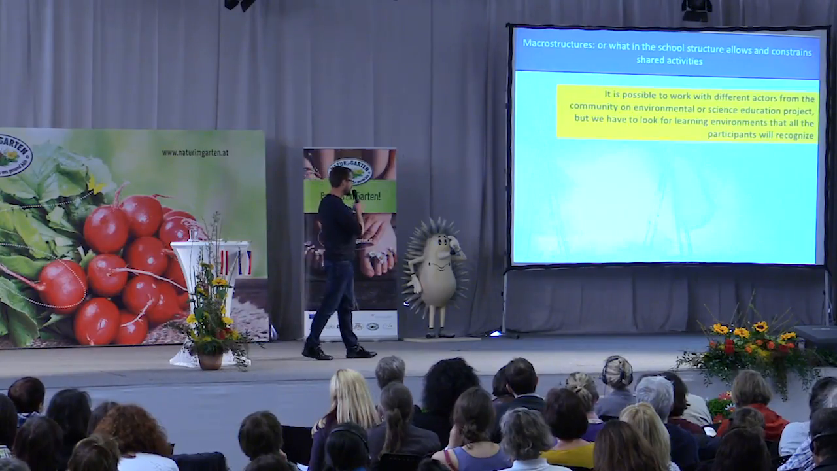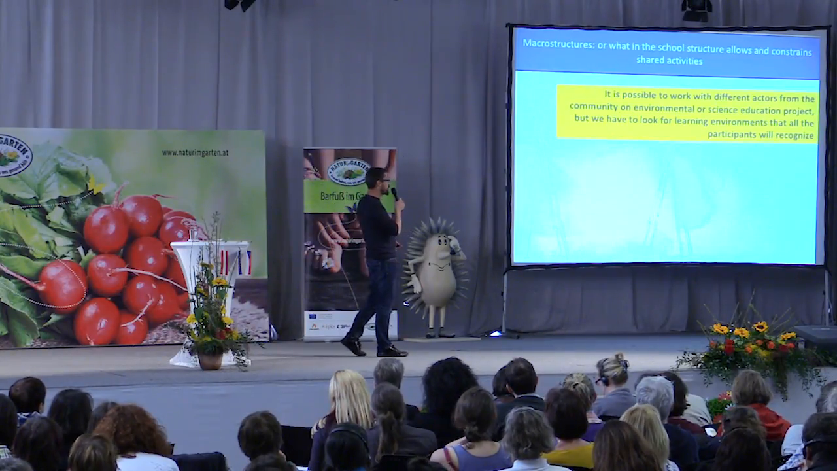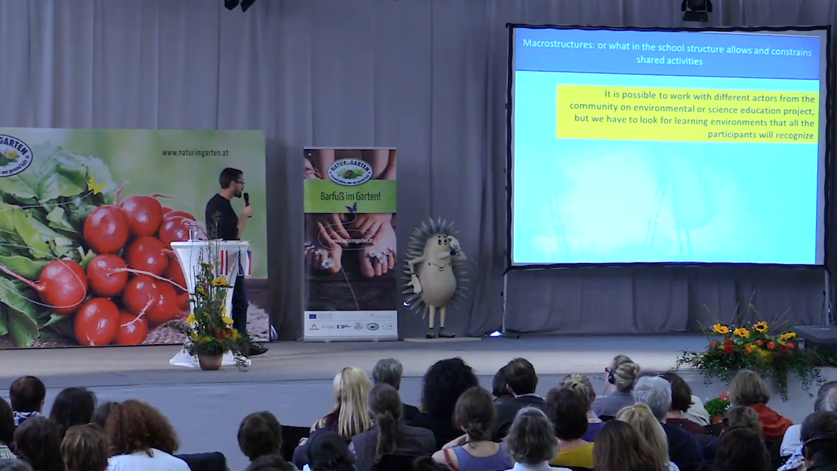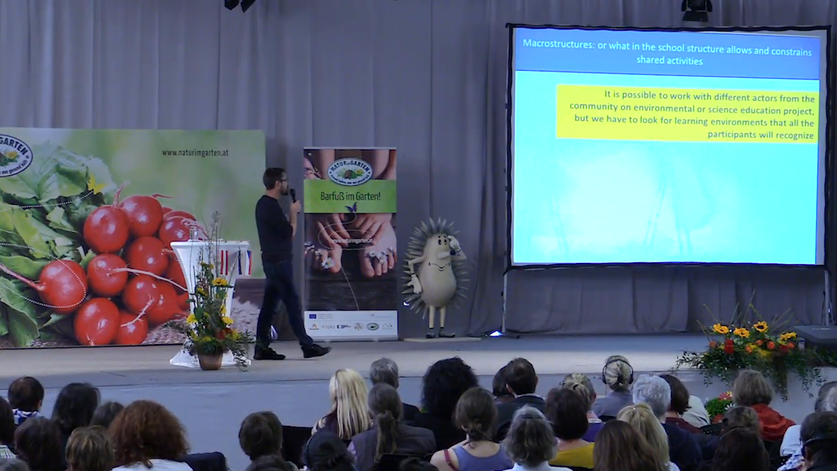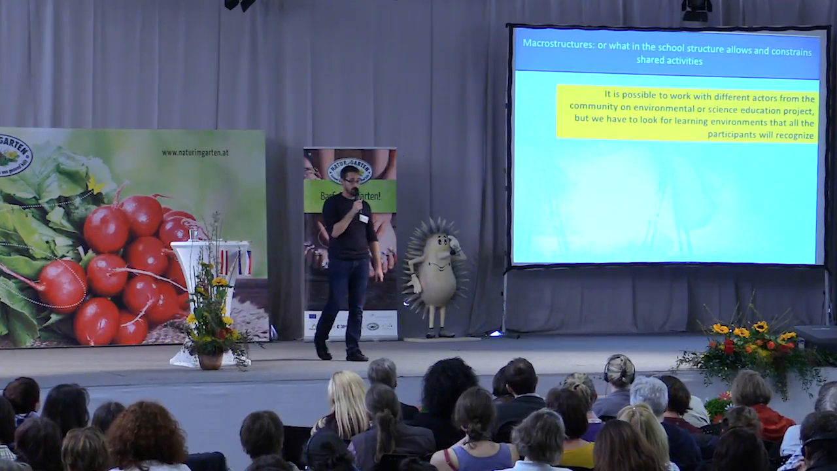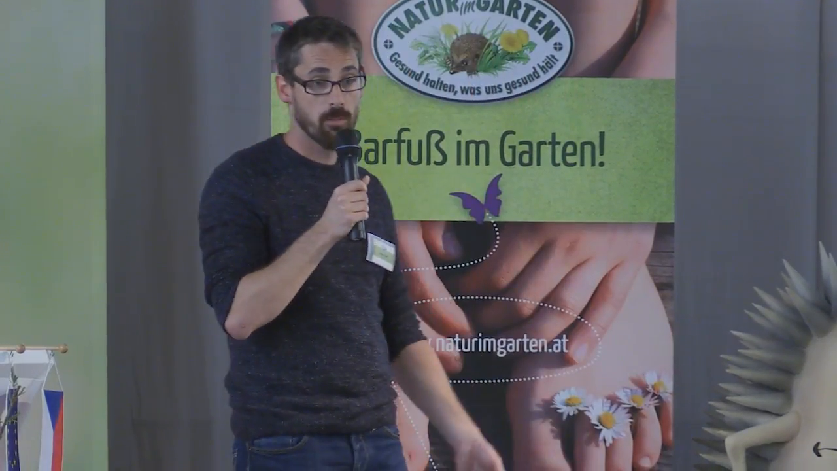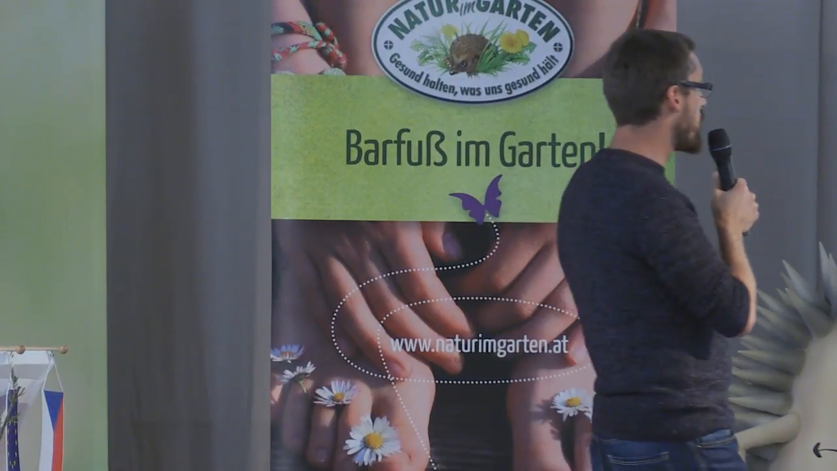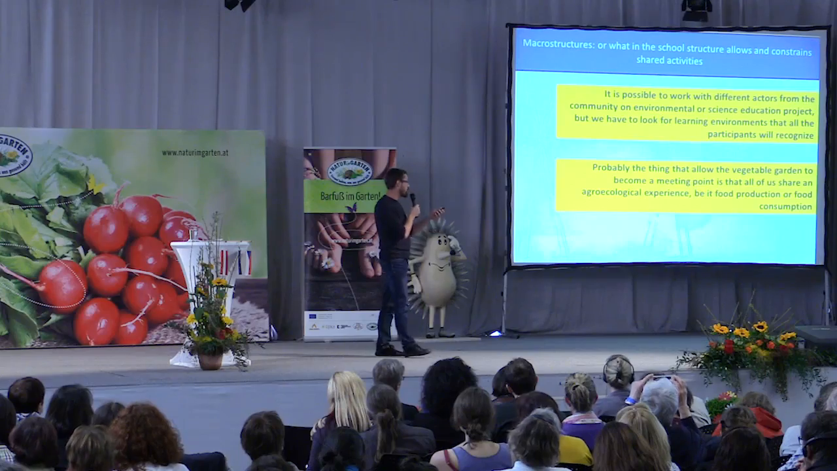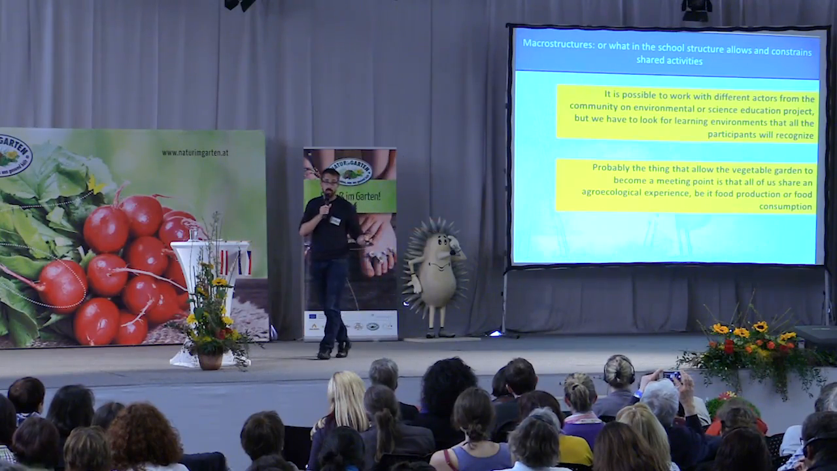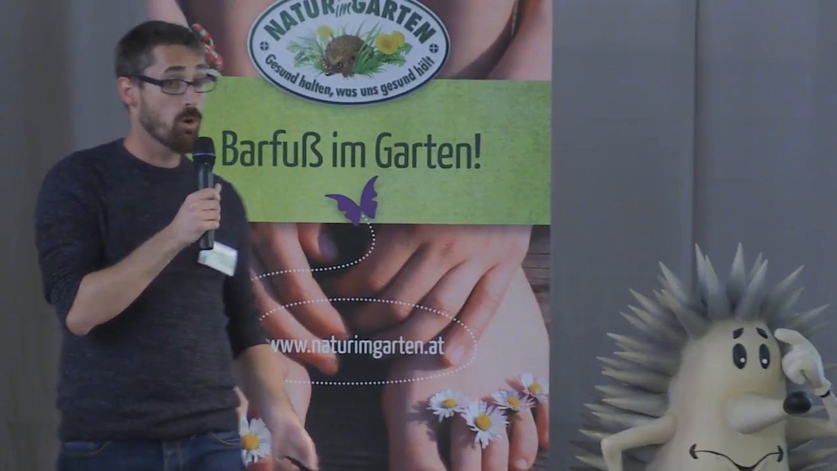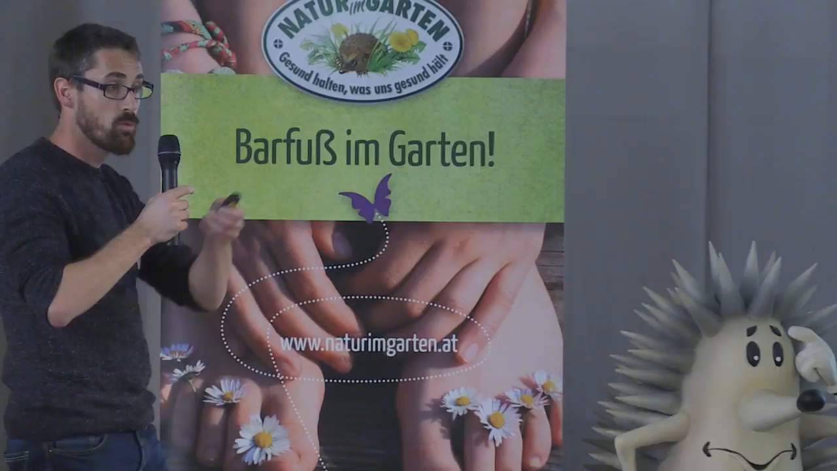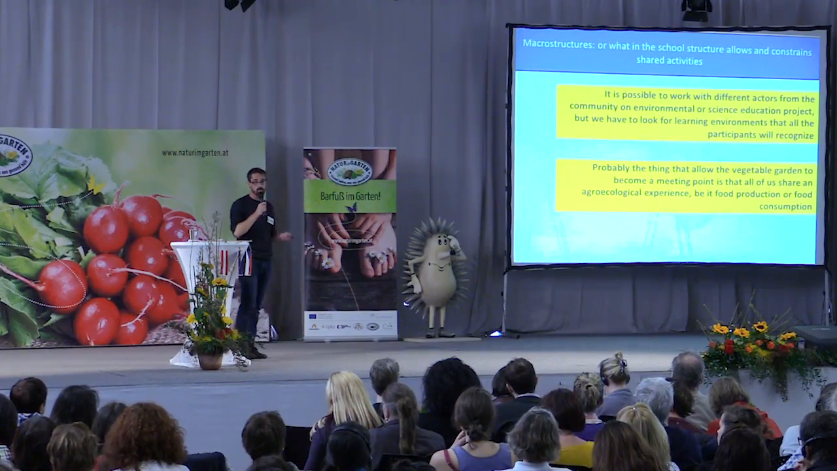So, in conclusion, it is possible to work with different actors from the community on an environmental or science education project, but we have to look for learning environments that all the participants will recognize. And the vegetable garden is one of them. And probably the thing that allowed the vegetable garden to become a meeting point is that all of us share an agroecological experience, be it food production or food consumption. And I think that this is the key to glue all the community around this tool.